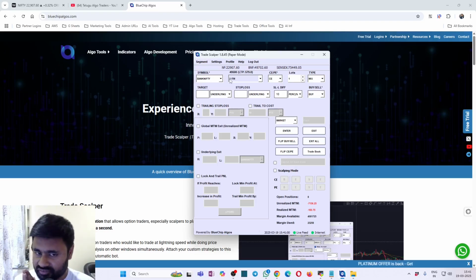Make use of it in case you are a scalper or an option trader who always prefers to trade in a particular strike or distance from ATM strike. Then this will phenomenally help your trading.